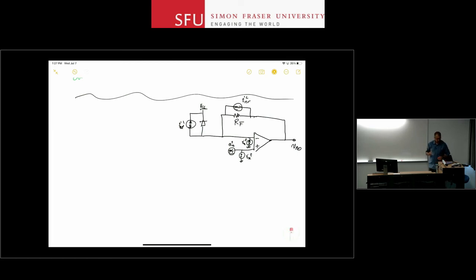Okay, so I have a bunch of noise sources here. Each device has at least one noise source associated with it, but they are independent. So what I can do is calculate the power of the noise at the output for each one of these and add up those powers.